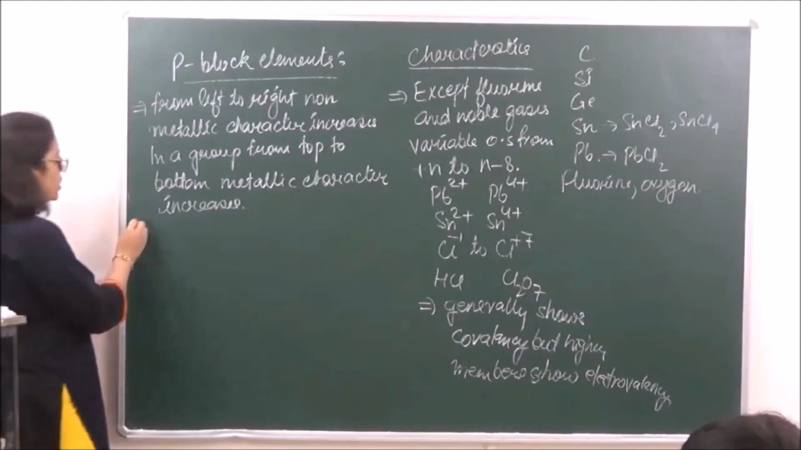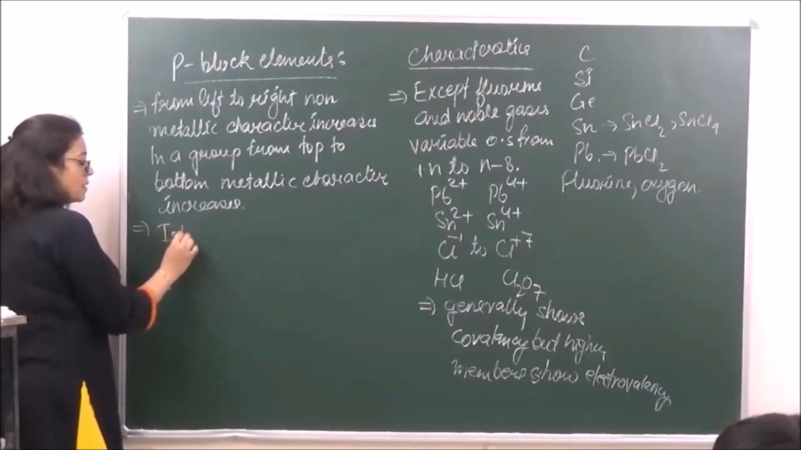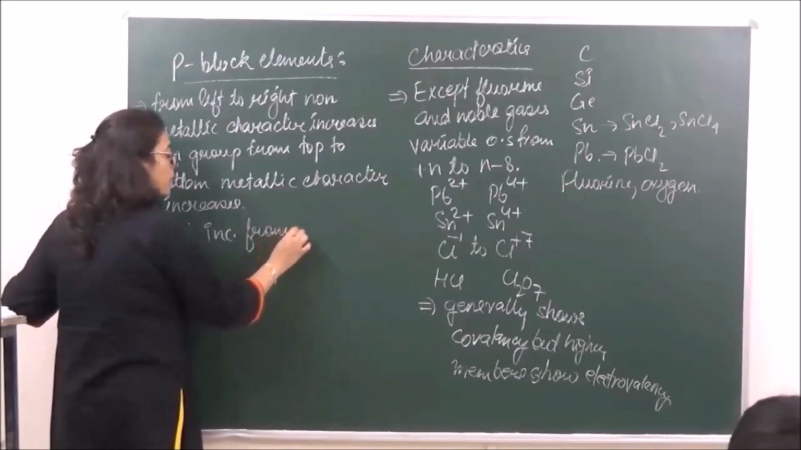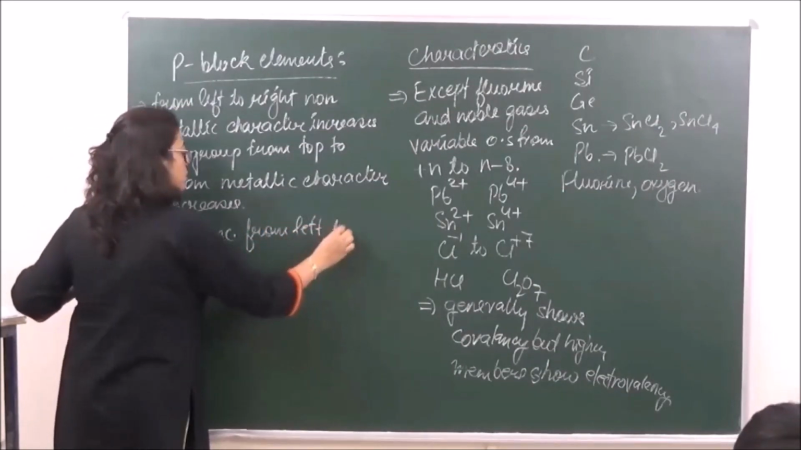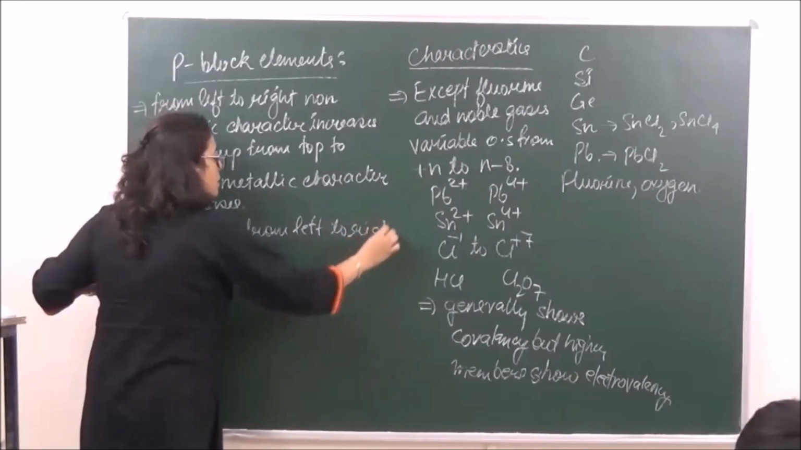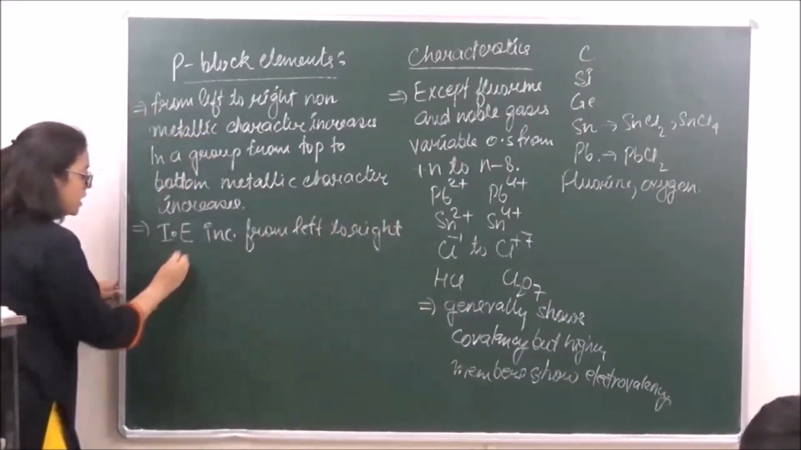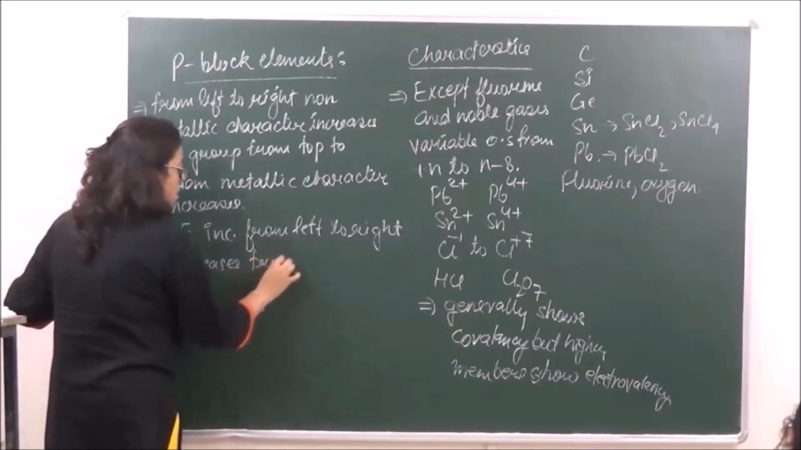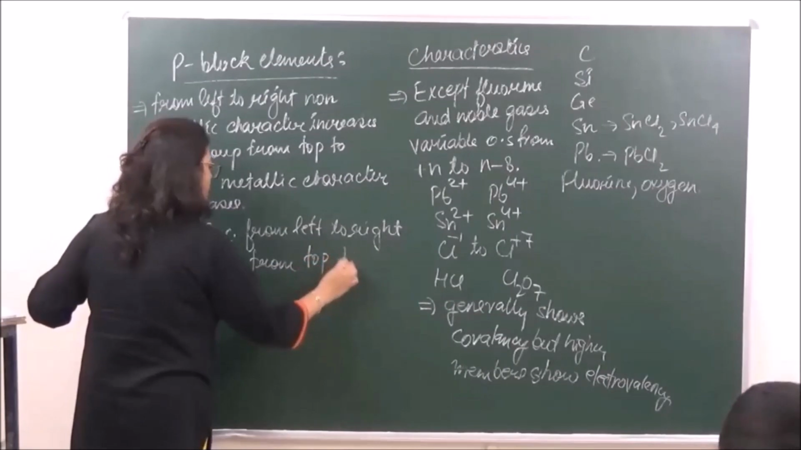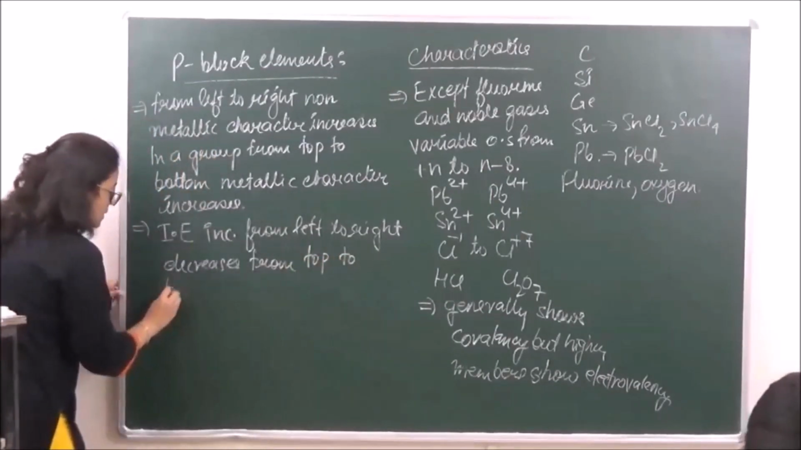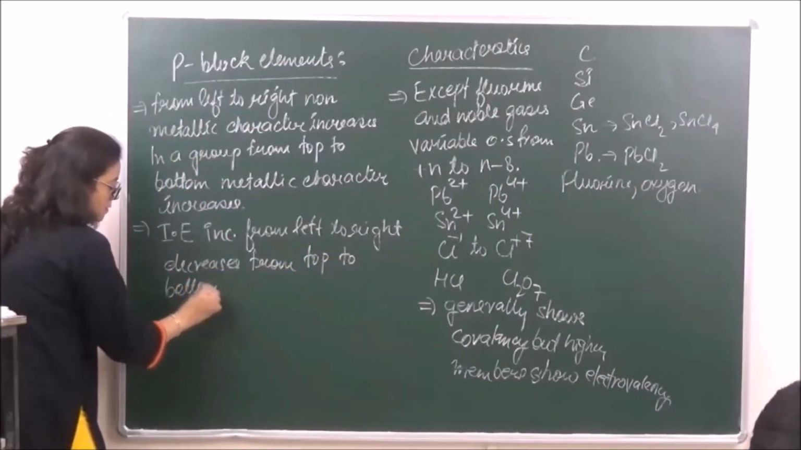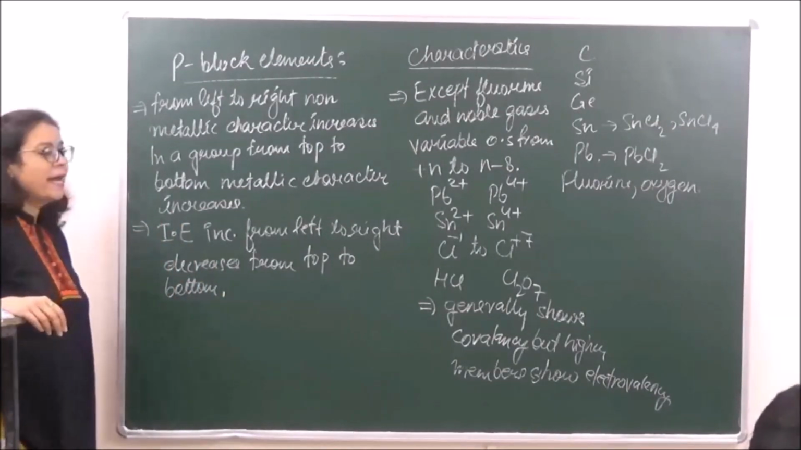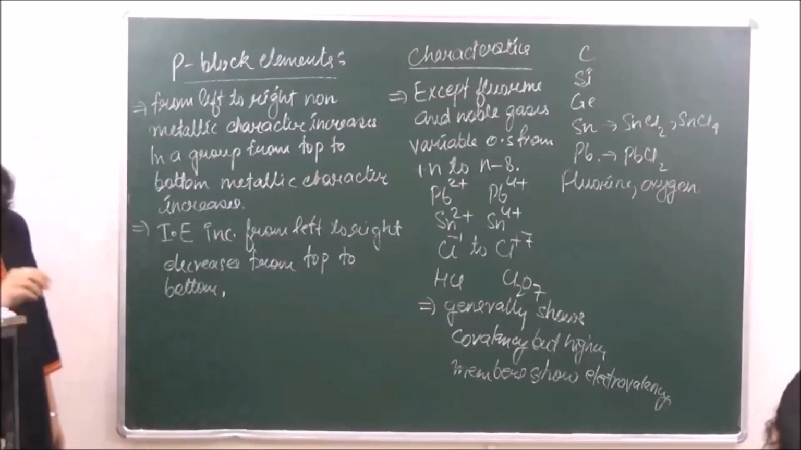Then ionization energies increase from left to right, whereas ionization energy decreases from top to bottom, right? So ionization energy increases from left to right, whereas it decreases from top to bottom.